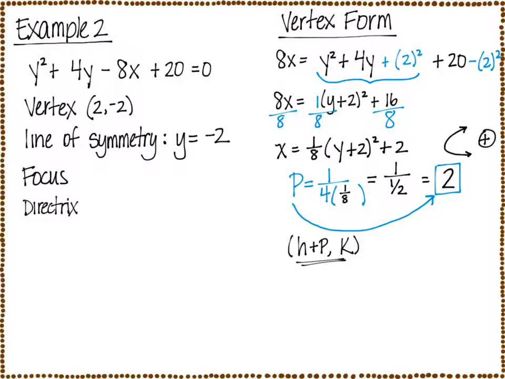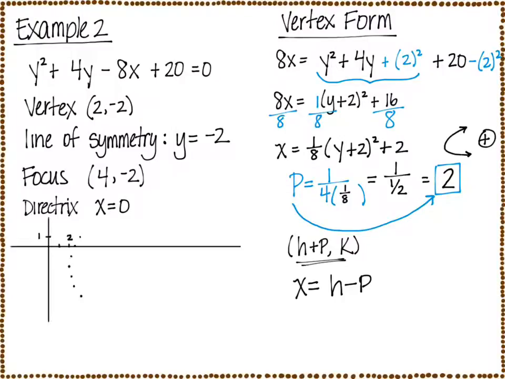In this case, I'm going to add it to my x. I'm going to do h plus p, comma k, and that will be my focus. So 4 comma -2. And I'm going to say x equals h minus p for my directrix, which is going to be 2 minus 2. I'm going to get 0. So it's time to graph it. I graph my points, my line of symmetry, my focus, my directrix, which is x equals 0, that's the y-axis there. So we have finished this problem, and those are the two examples and a little bit of tutorial on parabolas with focus and directrix.